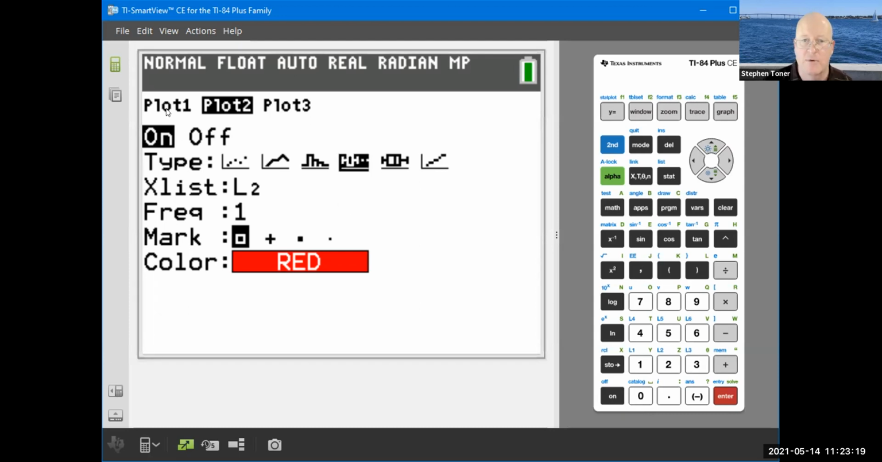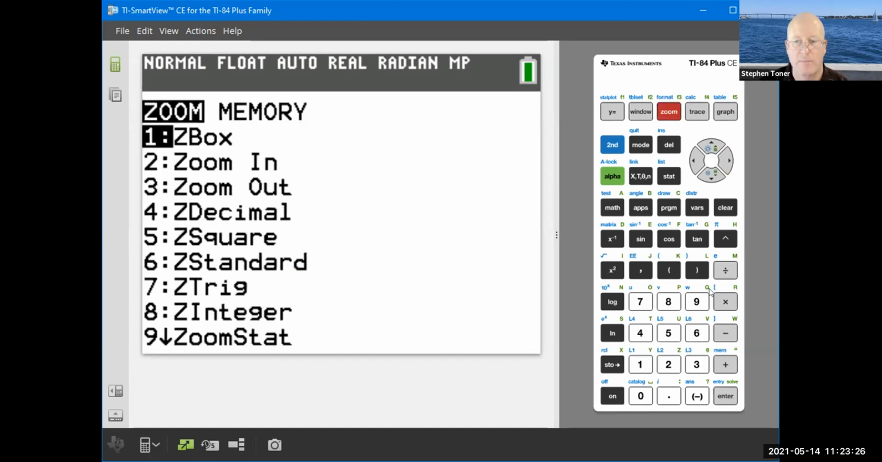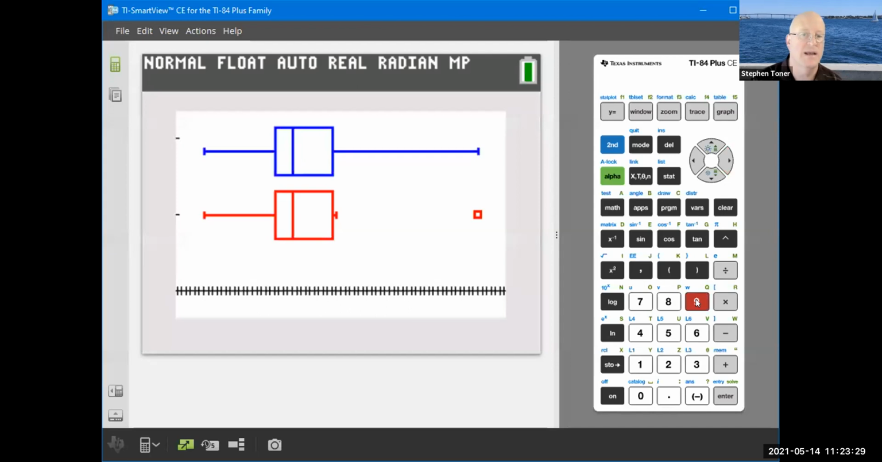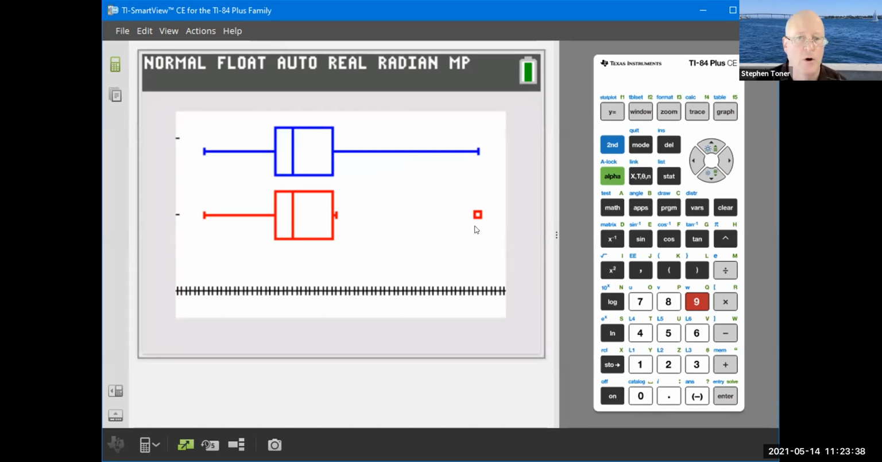Now I've kept number 1 on, and I'm also going to turn number 2 on here. If I hit zoom followed by 9, notice I now have both plots on my screen, and you can see that we have an outlier off to the right side here. It identifies it as an outlier, and it draws the whisker only to the 2nd highest value. Now, we don't have an outlier on the bottom end. We only have an outlier on that upper end.